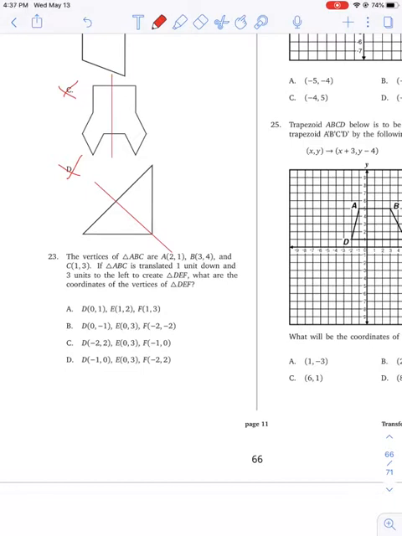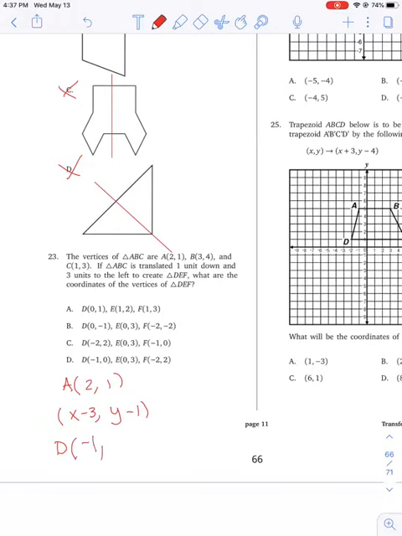So let's see. We're translating it 1 down and 3 to the left. So if I just focus on A, for example, A is (2, 1). Translating it 1 down and 3 to the left. Well, 3 to the left means my X is being decreased by 3. 1 down means my Y is being decreased by 1. So A is going to become D.